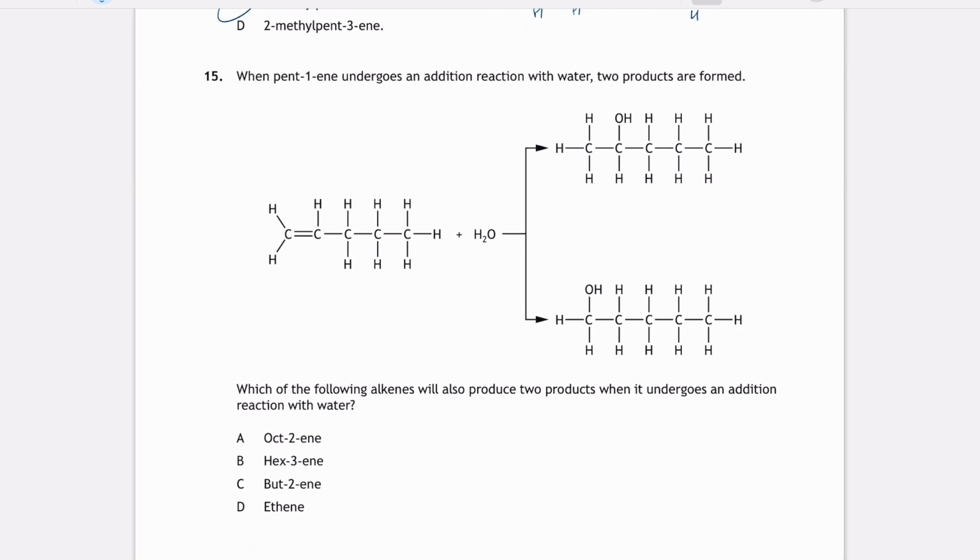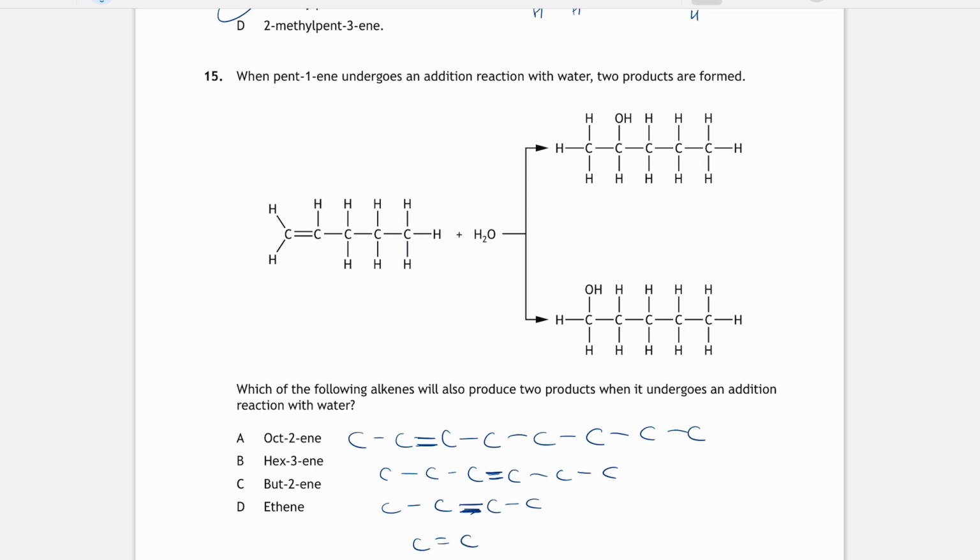Here, a rule of thumb for these 2 product, 1 product questions and addition reactions is symmetry. So what I would always recommend doing is sketching out just the carbon chain of the alkene. So that's 7, 8, and just drawing the double bond in. So don't put in all the hydrogens, just do the carbon chain. So for hexene, that's 6, double bond at 3. Butene is 4 carbons with a double bond at 2. And then ethene is just the 2 carbons.